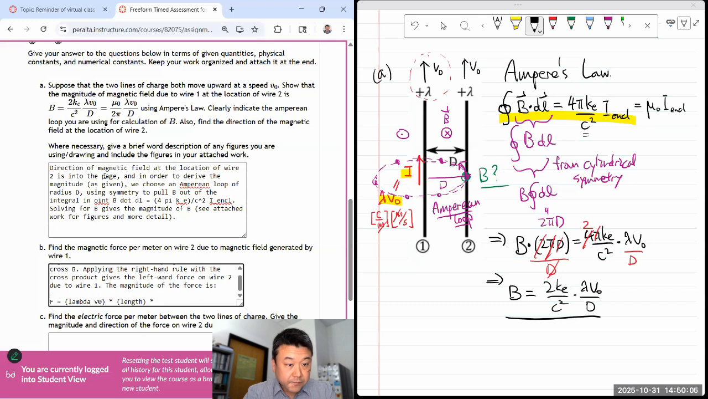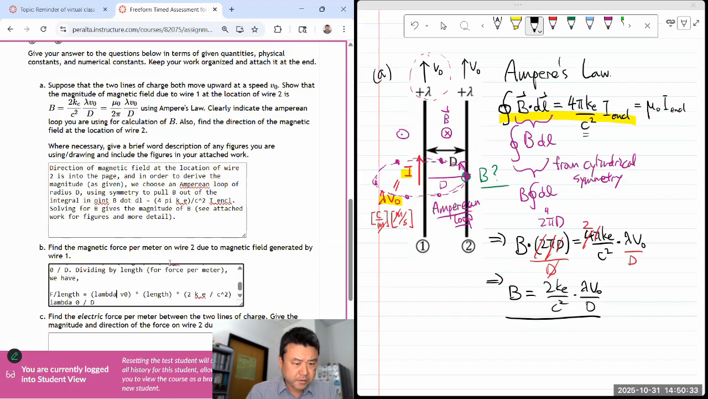So the magnetic field, which we already had, 2 ke over c squared times lambda v naught over d, dividing by length for force per meter. We have F per length is equal to all of this without the length.